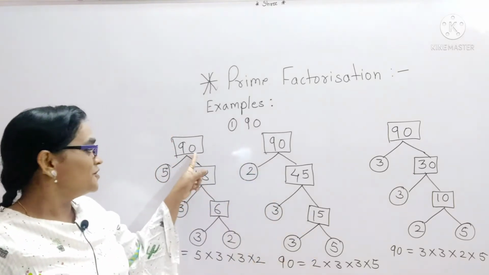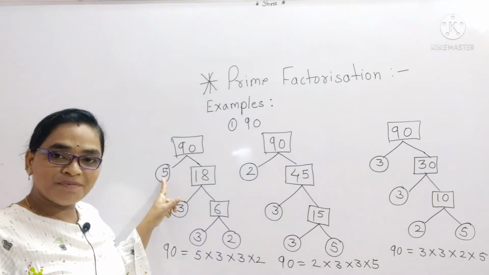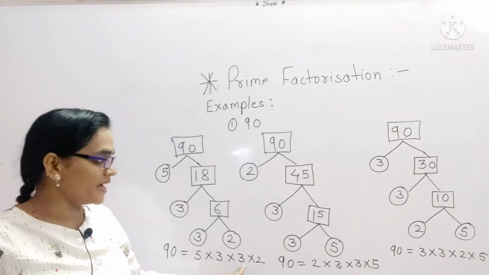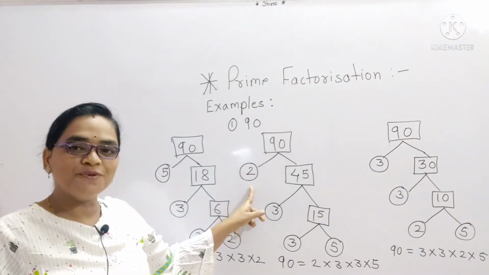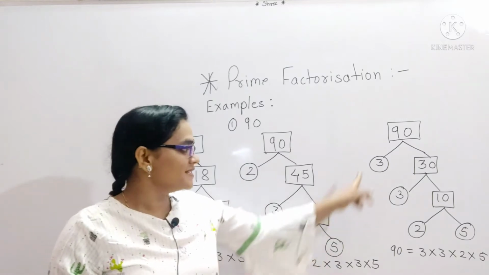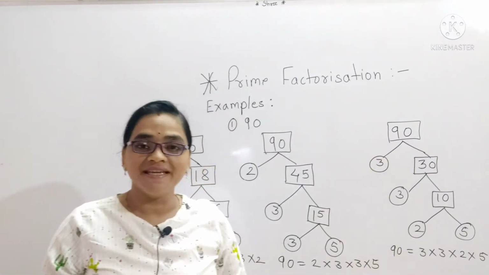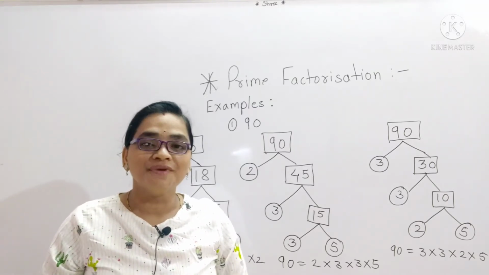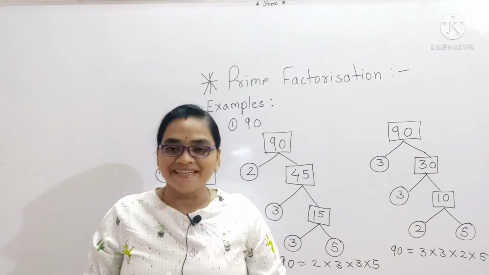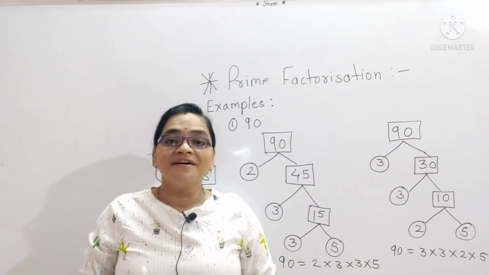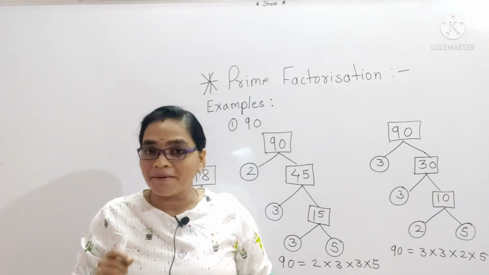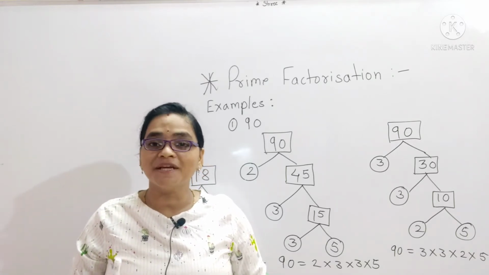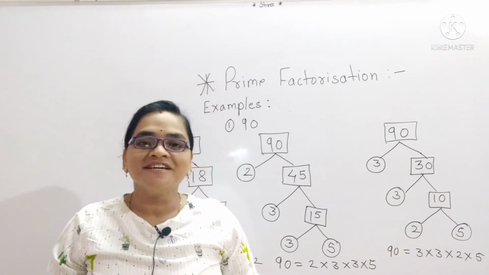Here, first we took 5, a prime number, then divided and continued, and we still got the same factors. Here, first we divided 90 by 2, and we also got the same factors, and here by 3, we again got the same factors. So whichever way we carry out factorization, we get unique factors. Thus, every composite number can be factorized into prime factors in only one way, irrespective of the order of its factors.